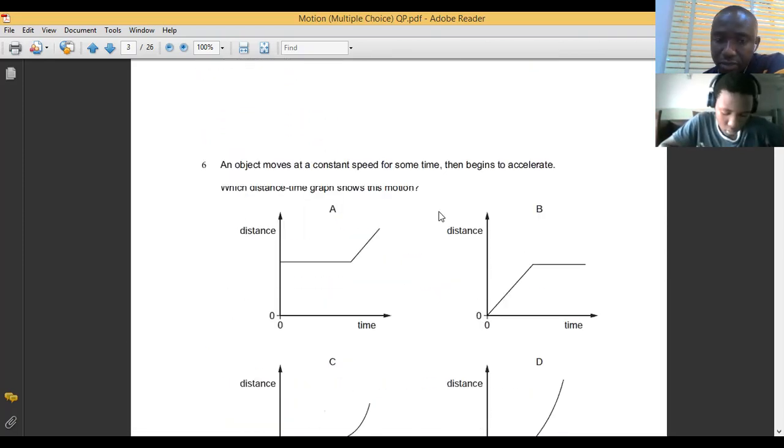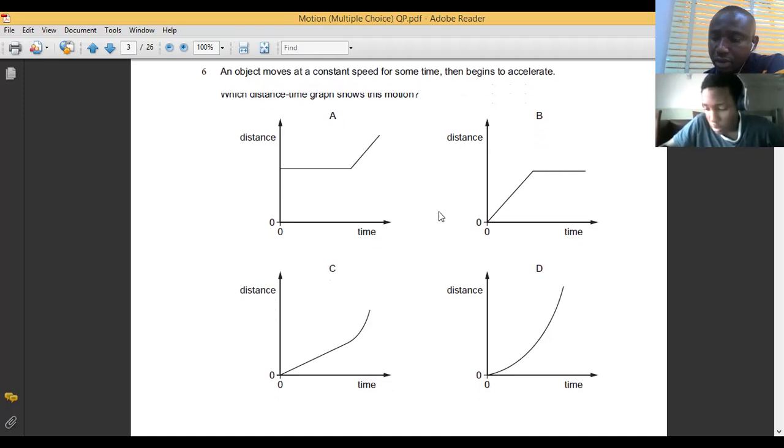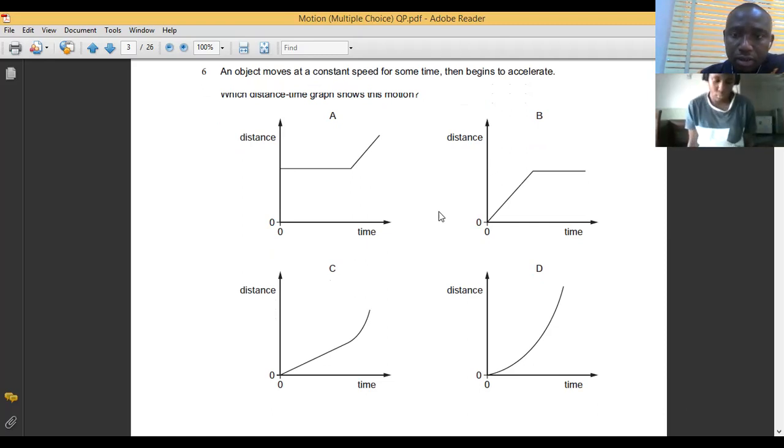Okay, number 6. An object moves at a constant speed for some time, then begins to accelerate. Which distance time graph shows this motion? A? No, not A.